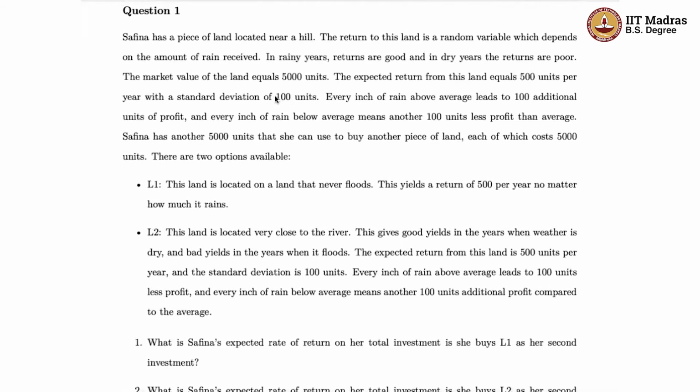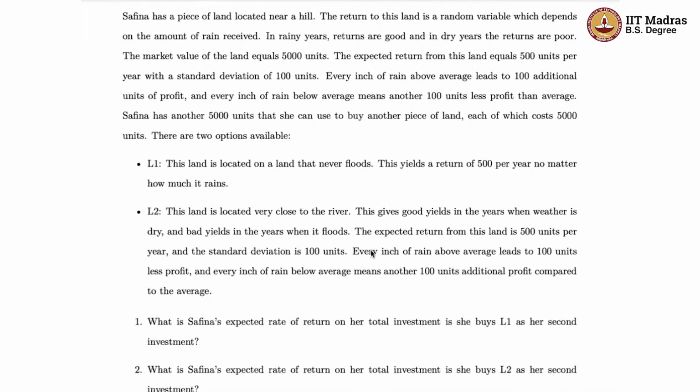So again, we can do the same analysis. She has half of her wealth in the first land, which is located near a hill. That's going to have an expected return of 500, so therefore the rate of return is 10%. And in the second case, the expected return is also 500 units, so the rate of return is again 10% because the cost is 5,000.